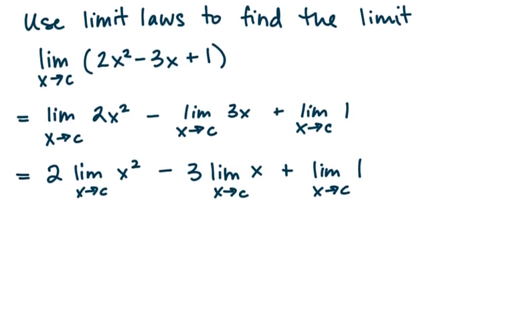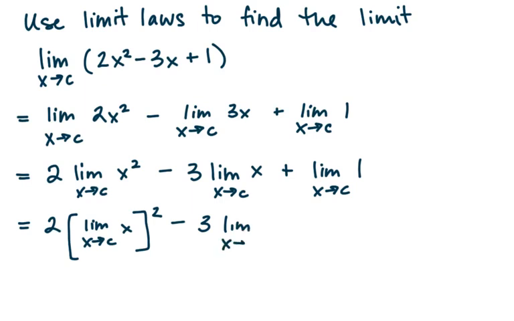All right, so one other thing I can apply before evaluating this, I can say that the limit of something raised to a power is going to be the limit of that value, all of that raised to a power. So this can be rewritten as 2 times the limit as x approaches c of x, quantity squared, minus 3 times the limit as x approaches c of x plus the limit as x approaches c of 1.